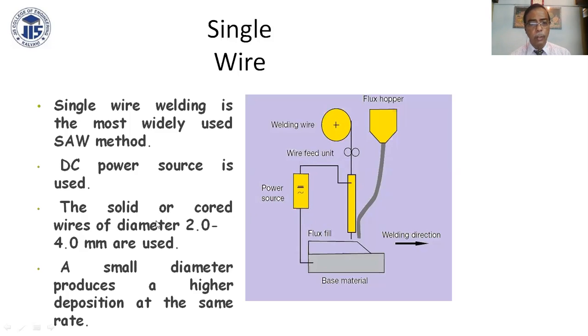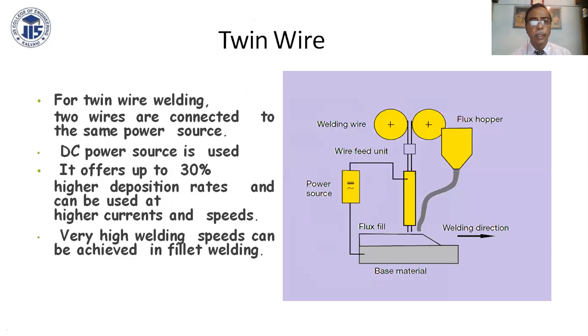So solid and cored wire of diameter 2.0 to 4 millimeter is used. A small diameter produces a higher deposition rate in submerged arc welding. Twin wire: for twin wire welding, two wires are connected to the same power source. DC power source is used. It offers up to 30% higher deposition rate and can be used at higher current and speeds. Very high welding speed can be achieved in fillet welding.